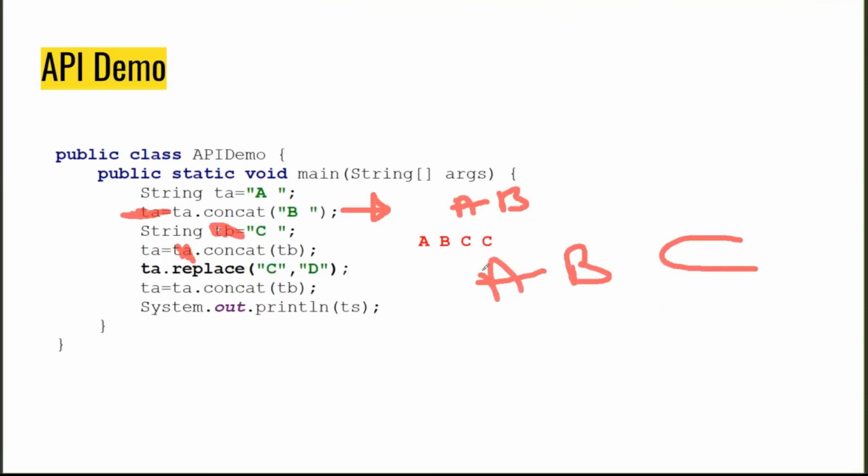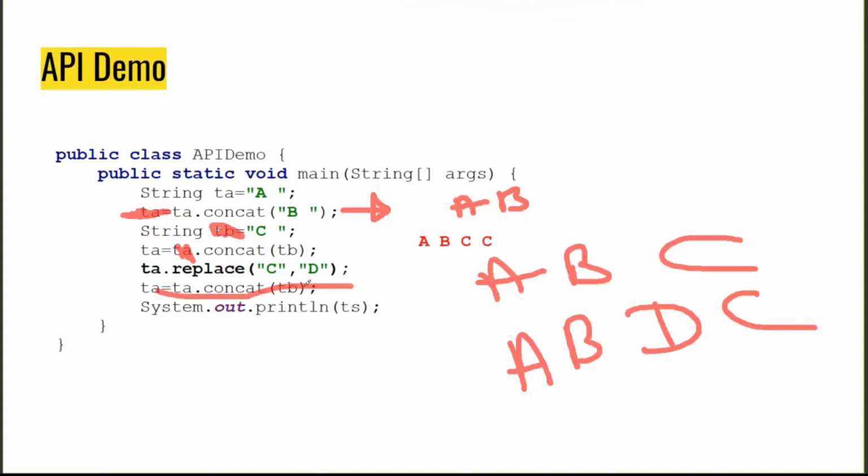After that, now you go ahead and answer to me. Then TA replace C with D. Then concat TB to the end. So it will be A B D and TB, which means C. Here we are printing TS, which is wrong, right? TS we don't have, it should be TA. But it is incorrect, right?